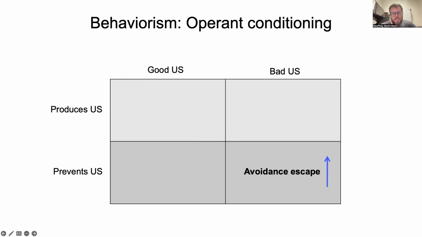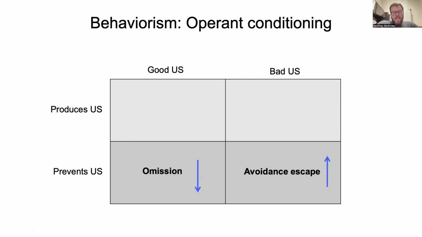Another one we can talk about is omission training. This is when a type of behavior prevents a good unconditioned stimulus from happening. For example, if you're doing some sort of juvenile delinquent behavior, something that you're not supposed to do, if your parents find out, they might take away your phone. And your phone is a good unconditioned stimulus, right? And so that will have the effect of reducing your delinquent behaviors. Some people also call this negative punishment.